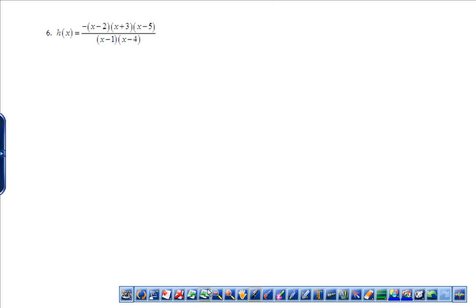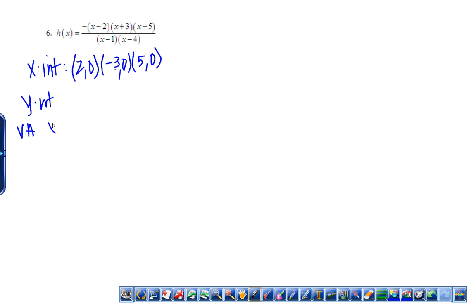Okay, number 6. So number 6 I've got factored, so let's do x-intercepts. And they are 2, 0. I like when these are already factored. -3, 0, and 5, 0. My vertical asymptote is going to be x equals 1 and x equals 4. My horizontal asymptote, yucky, is going to be a slant.